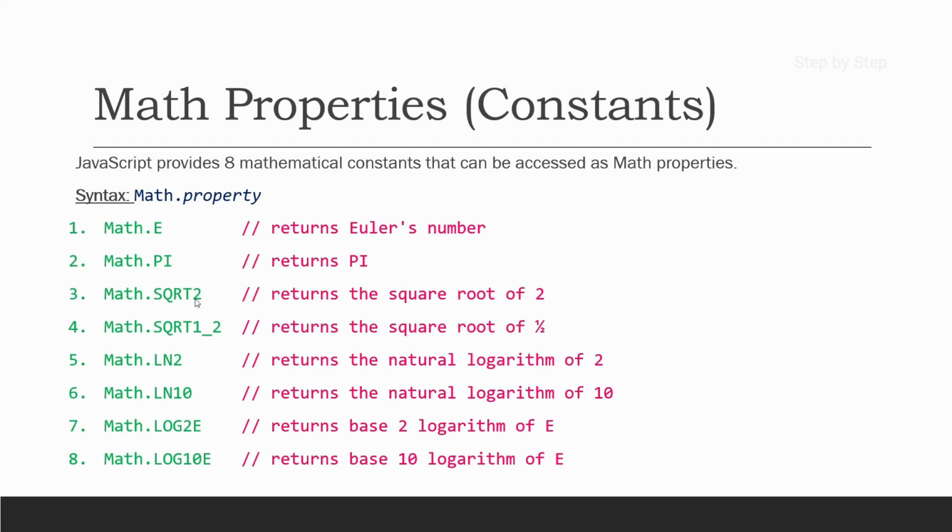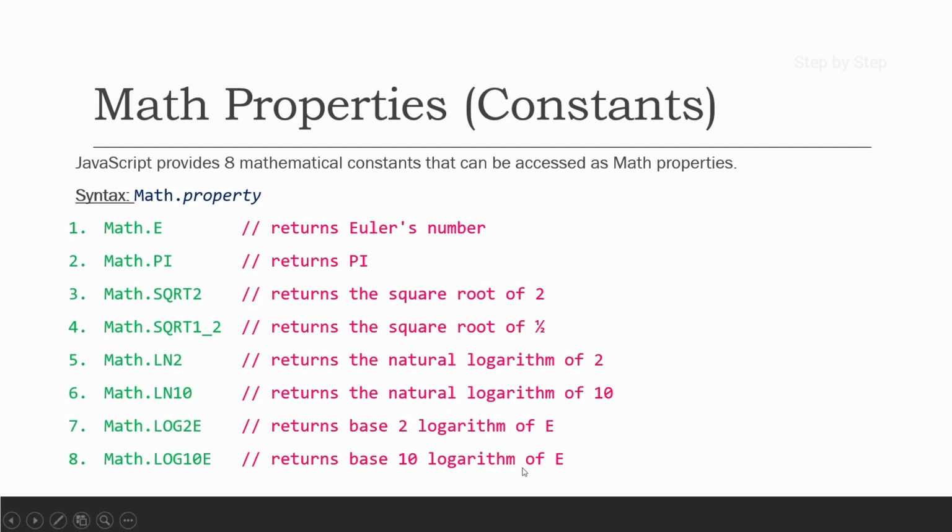If I remove 2 and give 3, it is not going to work because these properties are constant. Constant, as we all know, means we cannot change the value. In the same way, these properties are also constant. I cannot change the value. And this is ln2. It will be giving the natural logarithm of 2. You really don't have to worry about these logs. But these are the 8 math properties which are available in JavaScript.